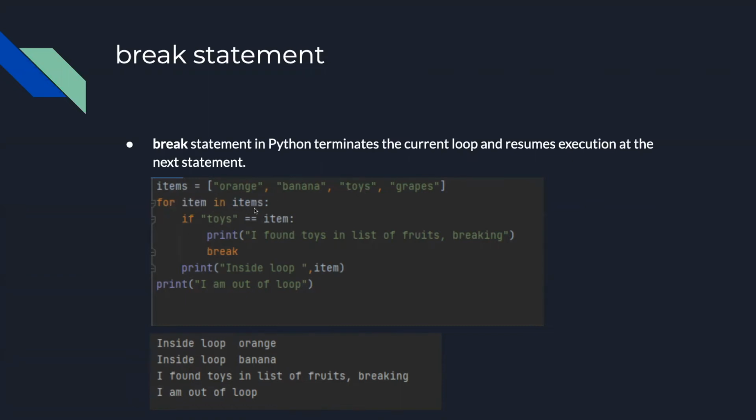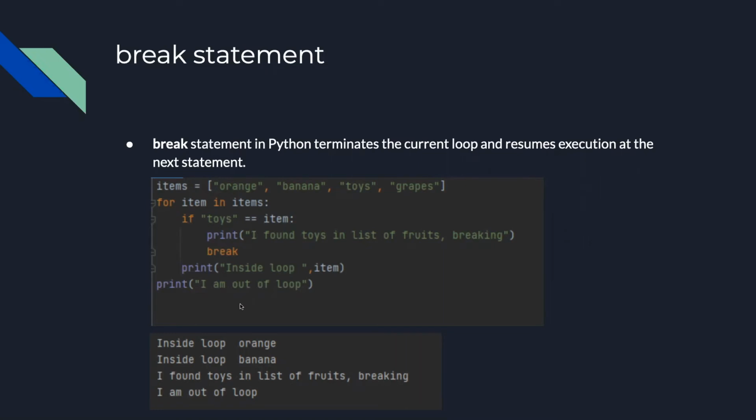So for item in items, if toys is equal to item, so that we're basically looking for the toys item in our list, then we would print I found toys in list of fruits, breaking, and then we break. So this break will then exit us out of the loop. We won't see this line of code executed, and we won't go to the next iteration of our loop if there's another iteration after that break, and we would just come to the I am out of the loop line.